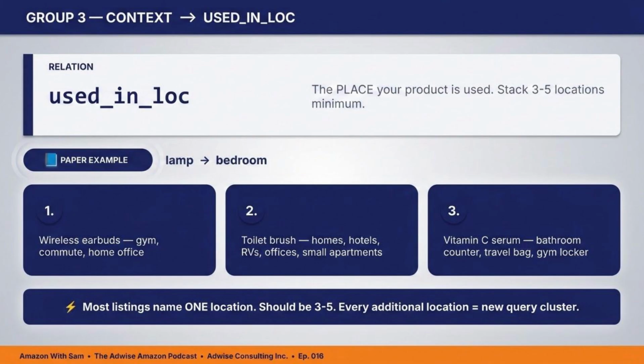Used in location, the place your product is used. The paper's example: a lamp is used in location bedroom. For your wireless earbuds, used in location: gym, commute, home office. For your toilet brush, used in location: homes, hotels, RVs, offices, small apartments. Most listings name one location. That's the killer mistake. Your product is used in 3, 4, 5 different places. Name them all. Every additional location is a new entity in Cosmo's graph. Every entity is a new query cluster you match.